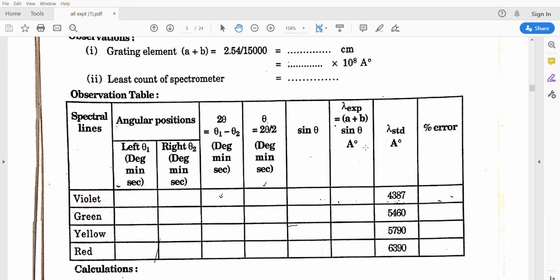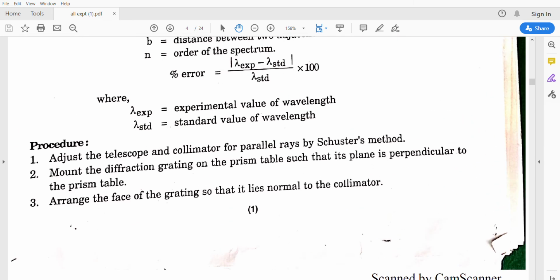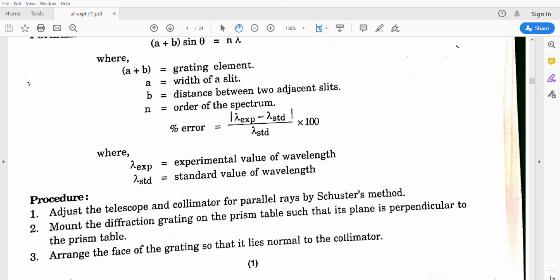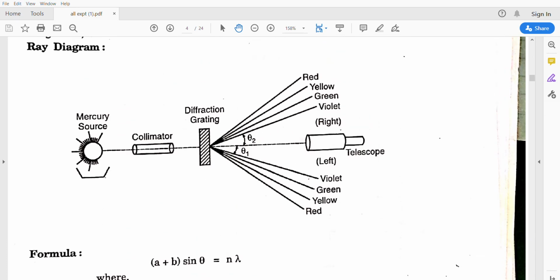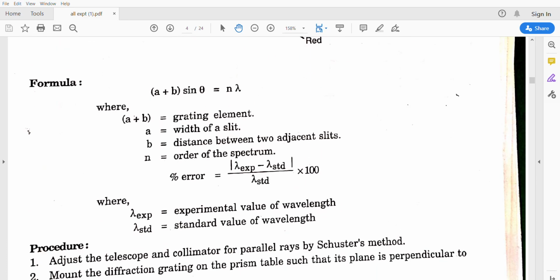The formula is lambda is equal to a plus b into sine theta upon n. N is taken as 1 here. So we know the standard values of violet, green, yellow and red, and we will compare them with the experimental values of wavelength, and we can easily calculate the percentage error using this formula. Lambda experimental minus lambda standard upon lambda standard into 100 gives us the percentage error of these colors. So this is the main thing we have to understand.